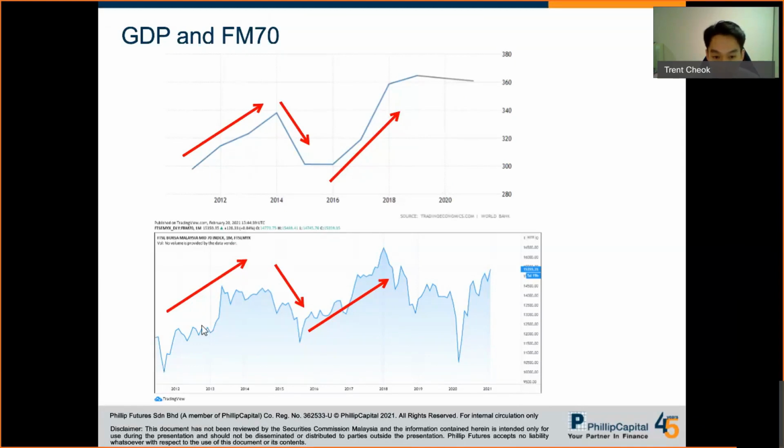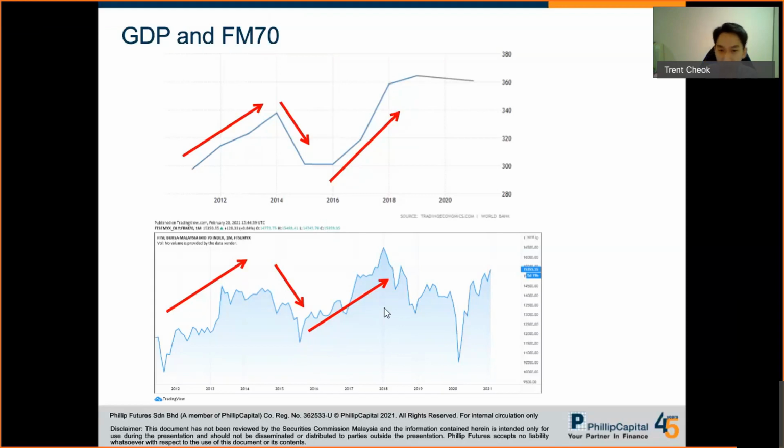If you refer to the red arrow on the screen, they usually move in the same trend. From the period of 2011 to 2014, we can see GDP is growing, and the price of the companies is growing, peaking at 2014. Then it went down a bit, and so did the FM70 index. The bottom is near 2015, almost the end of 2015. You also see the FM70 bottom towards the end of 2015. Then at the beginning of 2016, there's a pickup in the economy again. The GDP starts to grow again, and we also see FM70 grow again.